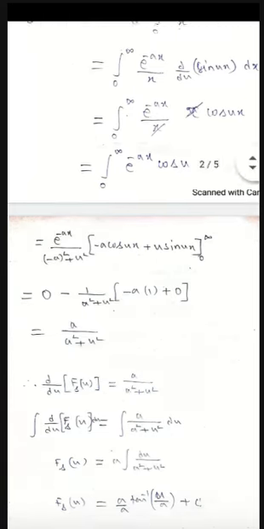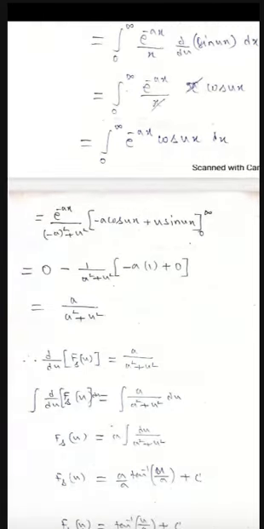For that purpose, since Fs is differentiated with respect to u, I'm going to integrate with respect to u. So integration and differentiation get cancelled. The right side also I integrate with respect to u. Differentiation and integration get cancelled, you'll get Fs of u. On the right side, a constant outside, du by a square plus u square.